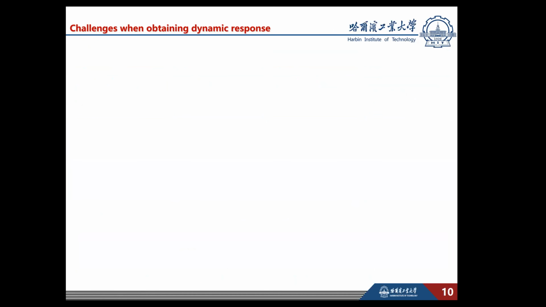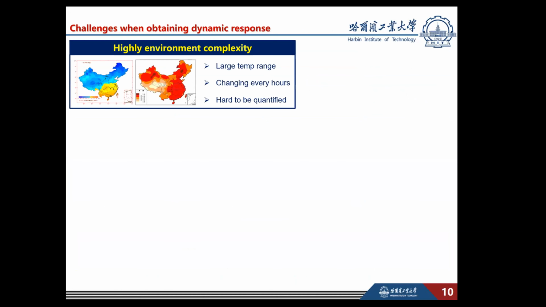Well, we do have some challenges when we want to get them. The first one is highly complicated environment. The large temperature range exists from the winter to the summer, or even in one day at some provinces of China. The temperature, moisture, and the radiation are changing every hour. However, their effects are difficult to quantify.